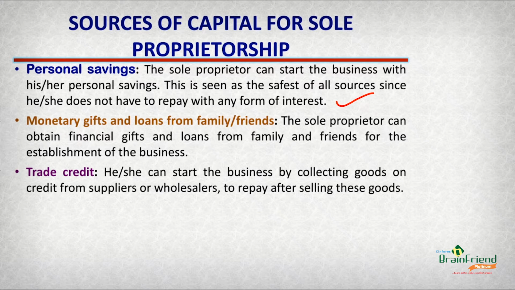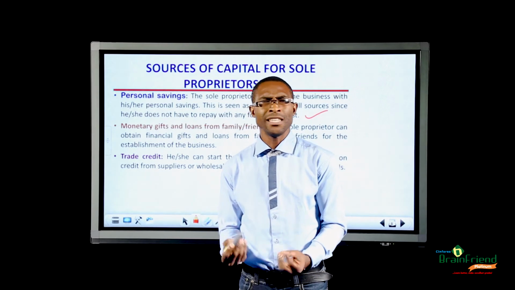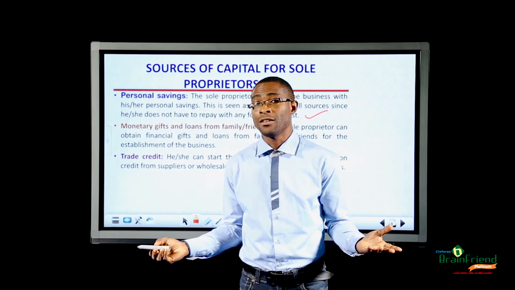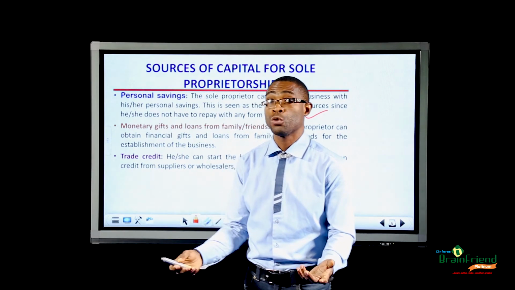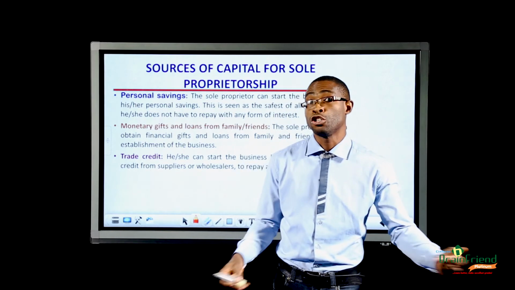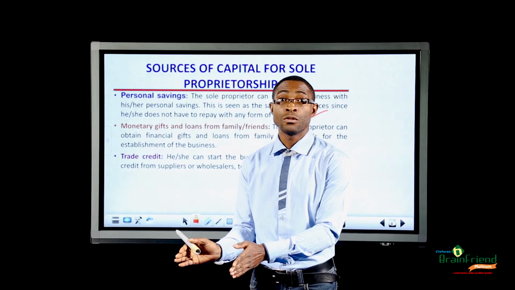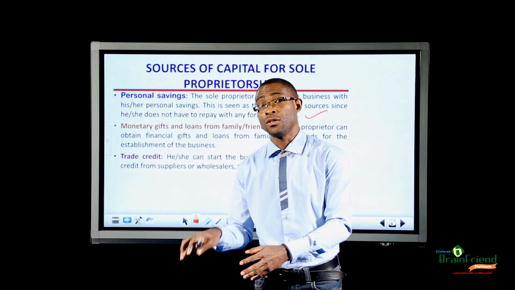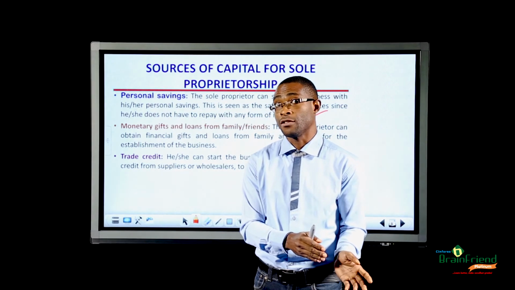Monetary gifts and loans from family members. Here, Mr. Okonkwo has family members and friends. He may decide to visit them one day and they see the potentials in his business. And they say, okay, Mr. Okonkwo, I have seen how industrious you are. Take 50,000 naira and support your business. In this case, it is a gift. So he decides whether he's going to use it to support the business or not. He's not refunding the 50,000 naira.